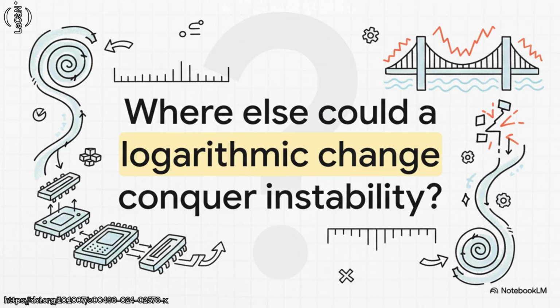Which really leaves us with a powerful question, doesn't it? Where else could a simple, elegant mathematical fix like this logarithmic change of variables be the key to cracking numerical instability?